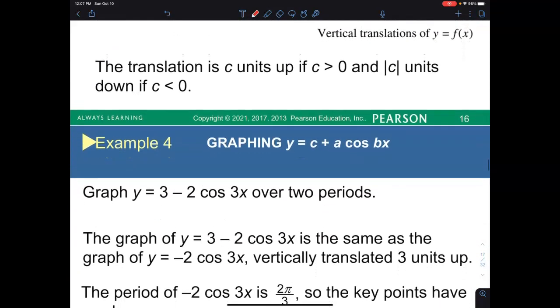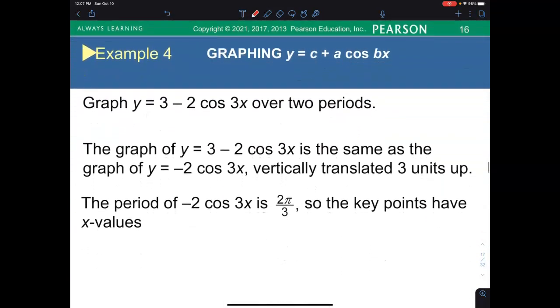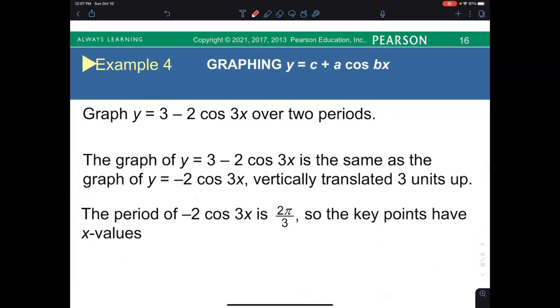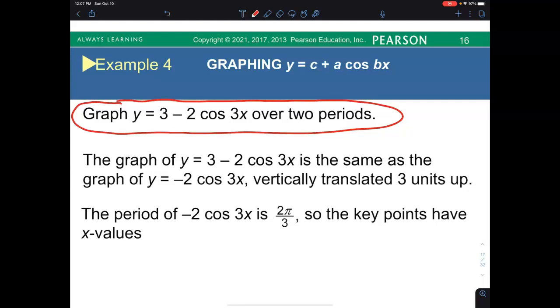So if I look at this example here, we have a couple of things going on. Because this is a lot like what we just did, they're just immediately going to start combining things together. So it says graph y equals 3 minus 2 cosine 3x over 2 periods. So basically, we would like to look at how the basic cosine function was modified. So what happens to cosine x? What is it that happens to cosine x here?